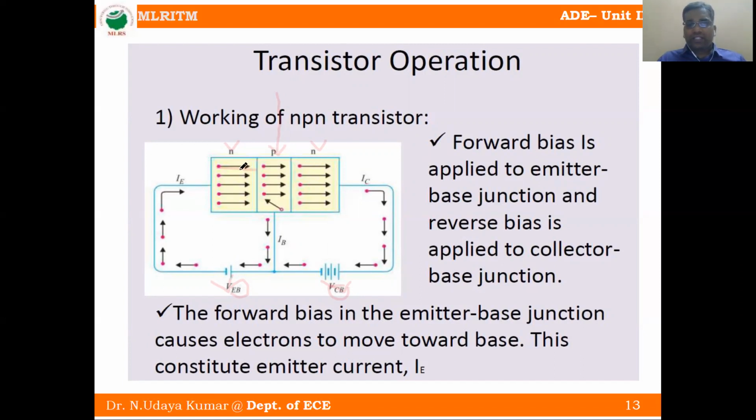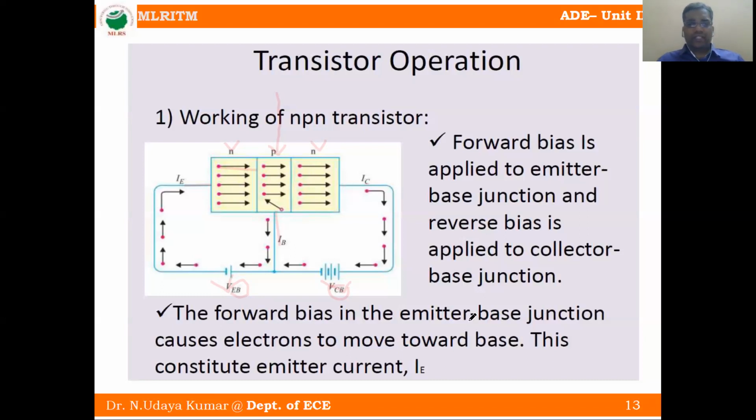Because these electrons combine with holes, it constitutes the current we call base current. So this is emitter current. Why base current? How does it form? These electrons combine with some holes, and the remaining electrons cross the junction. So the recombination of electrons and holes constitutes base current, and the remaining one is collector current.